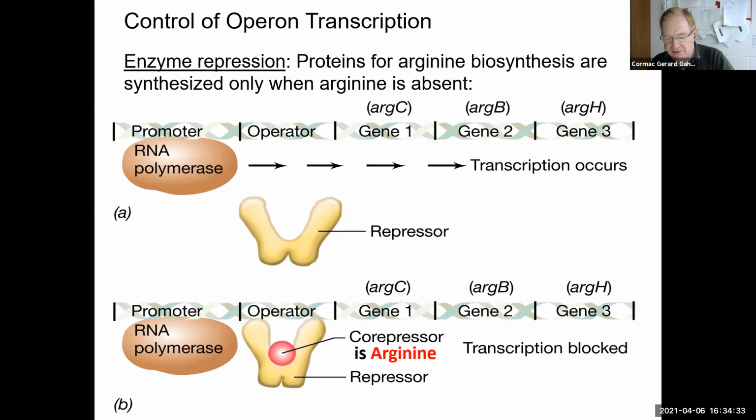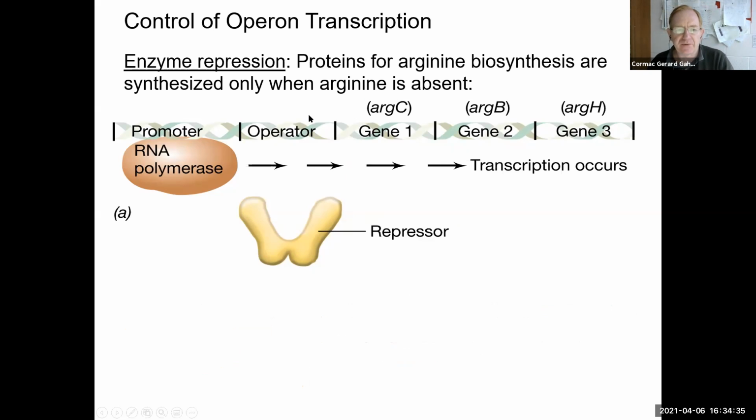Okay, so let's go through these scenarios. At the top, the proteins for arginine biosynthesis. These are the proteins that make arginine in the cell. They are only made when arginine is absent. So this is what happens. When there's no arginine in the cell, RNA polymerase binds to the promoter, and it transcribes these genes, transcription of gene 1, 2, and 3, and then these enzymes are made. And these enzymes go on to make arginine, the biosynthetic pathway that we just talked about.